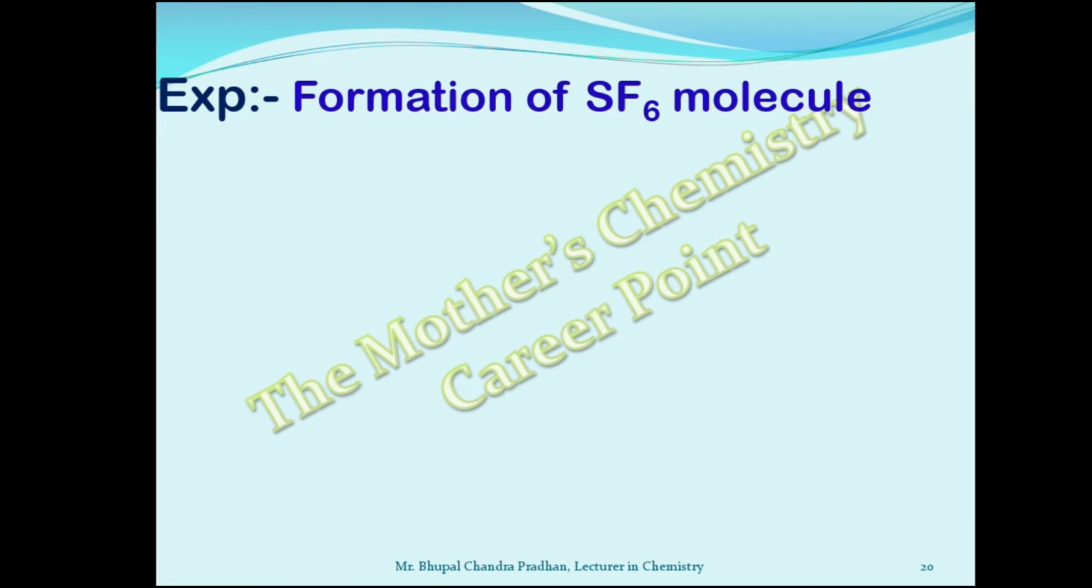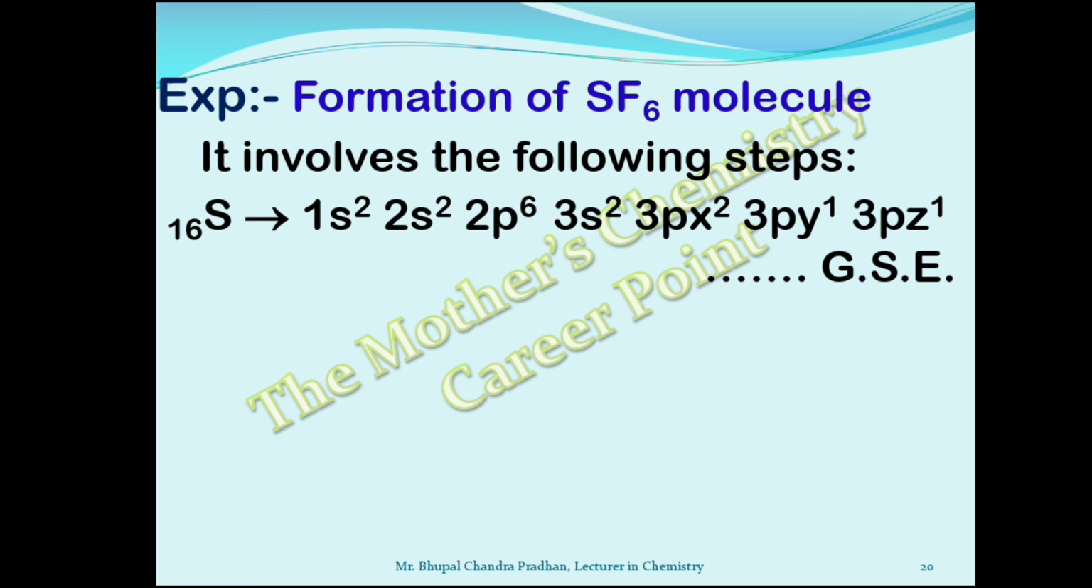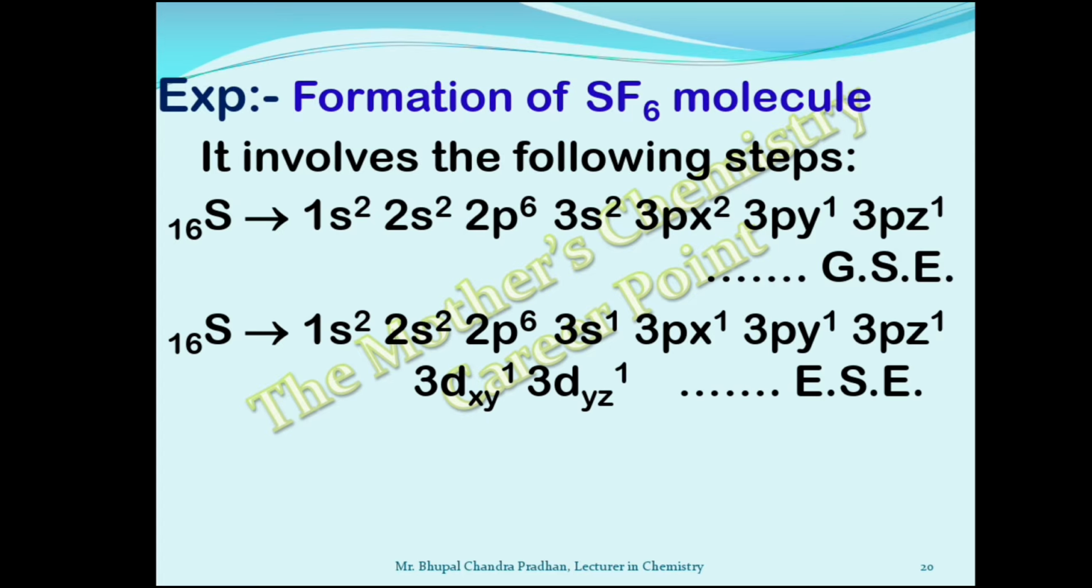Formation of sulfur hexafluoride molecule. It involves the following steps. The electronic configuration of sulfur is 1s2, 2s2, 2p6, 3s2, 3px2, 3py1 and 3pz1 in the ground state. In the excited state, one of the electrons from 3s is excited to the vacant 3dxy.